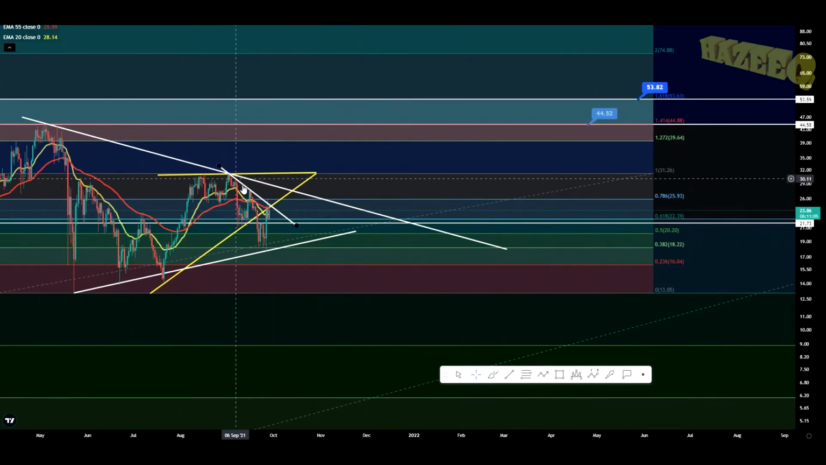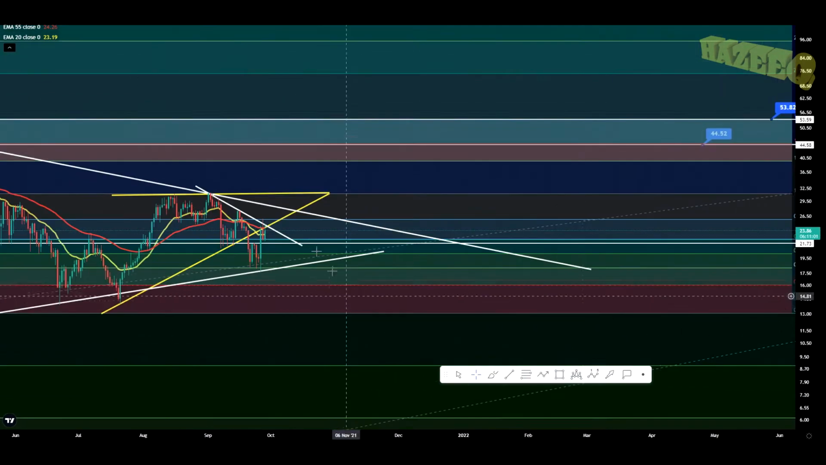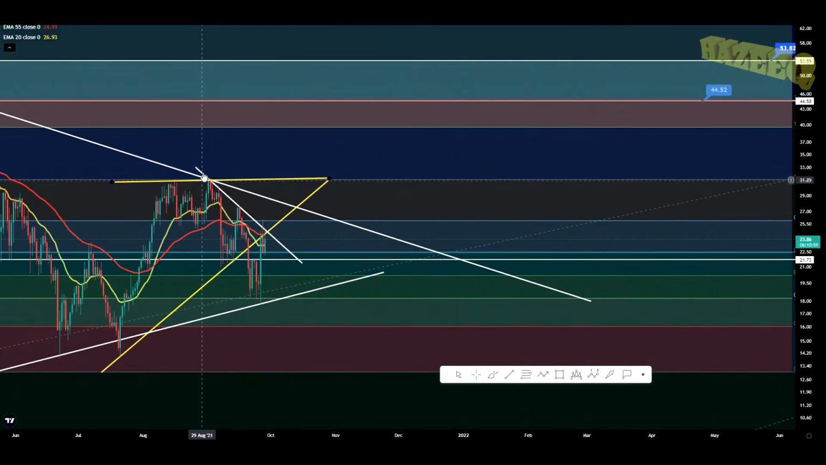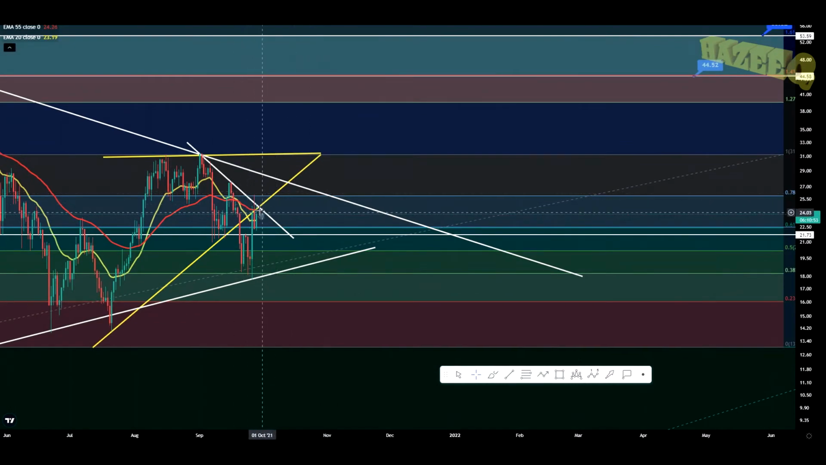Then we do have this resistance trend line over here. And we've actually tested it multiple times now. So 1, 2, 3, 4, 5, almost 6, 7, 8 touches. And we're just getting suppressed down by this trend line.